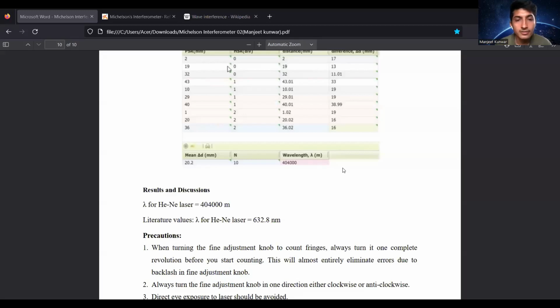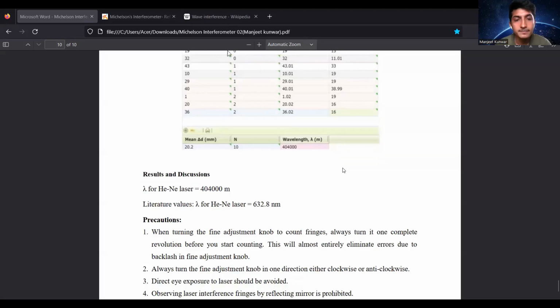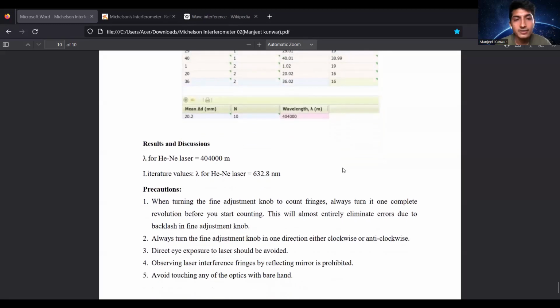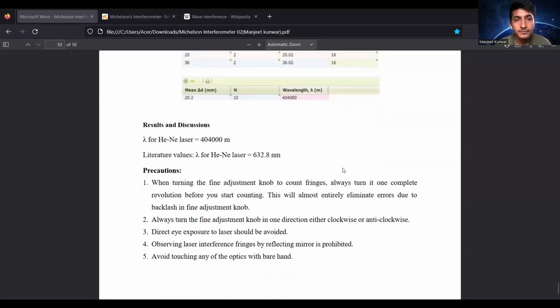And I have already shown the refractive index of our glass in the simulator, and there are precautions to be taken into account. And the precautions are: when turning the fine adjustment knob to count fringes, always turn it one complete revolution before you start counting. This will almost entirely eliminate the error due to the backlash in the fine adjustment knob.